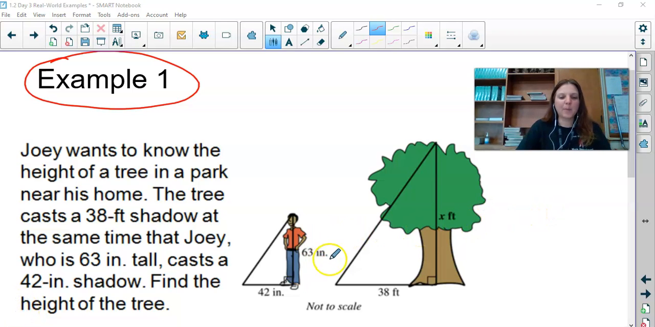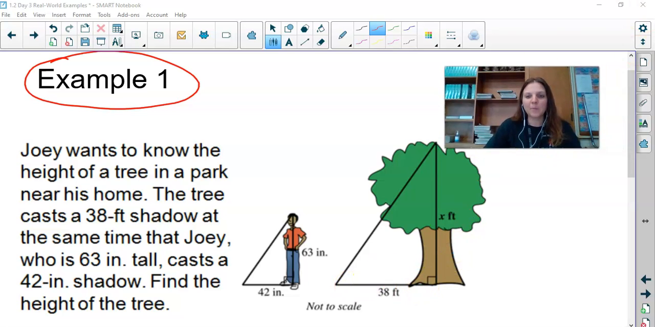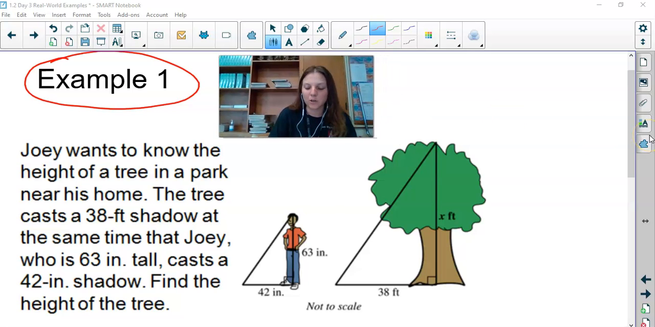So you have two things happening here. You have Joey who's standing here by this tree, and what we're trying to figure out is what is the length of the shadow of the tree. So if you're standing and you have the sun on you, so let's say that if the shadow is going this way, then that means our sun is probably over here. So you don't have to draw the sun, but you can if you want.